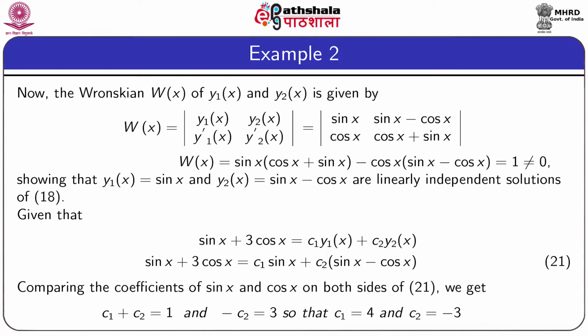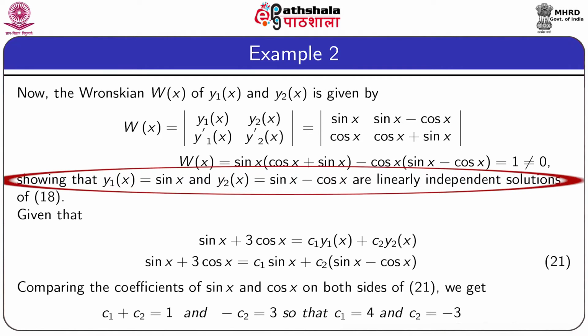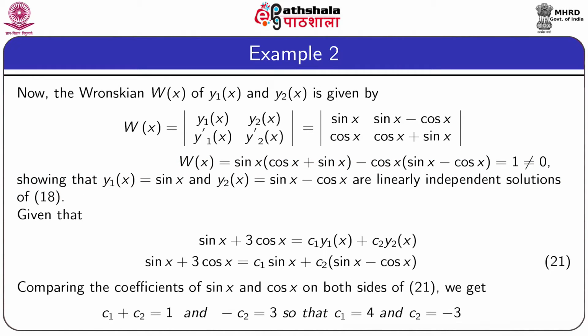To show that the solutions y1 and y2 are linearly independent, we calculate the Wronskian, which is given by W(x) is equal to the determinant sin x, sin x minus cos x, cos x, cos x plus sin x. If we expand this determinant, we will get the value to be 1, and obviously it is not equal to 0, showing that y1(x) equal to sin x and y2(x) equal to sin x minus cos x are linearly independent solutions of the given differential equation 18.